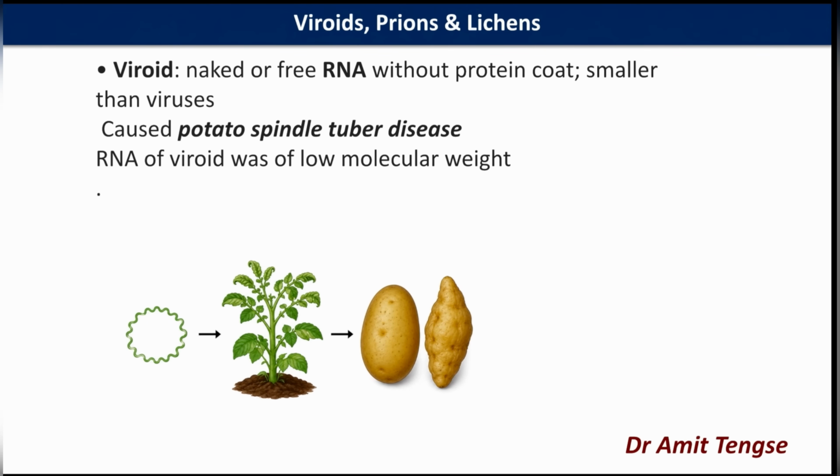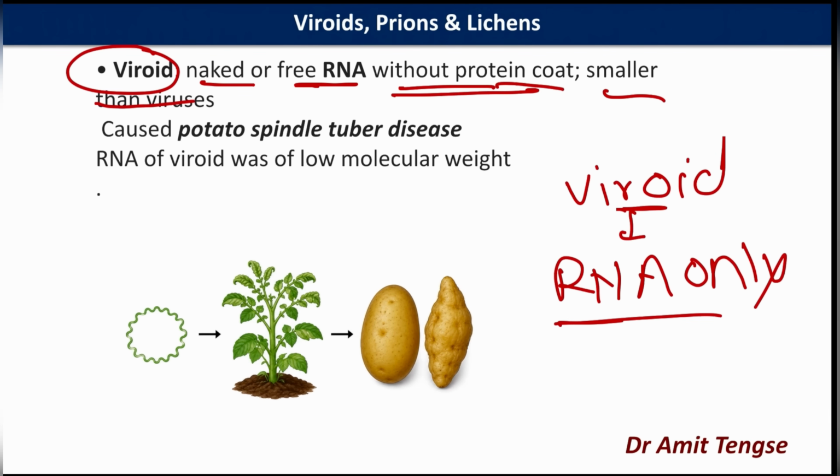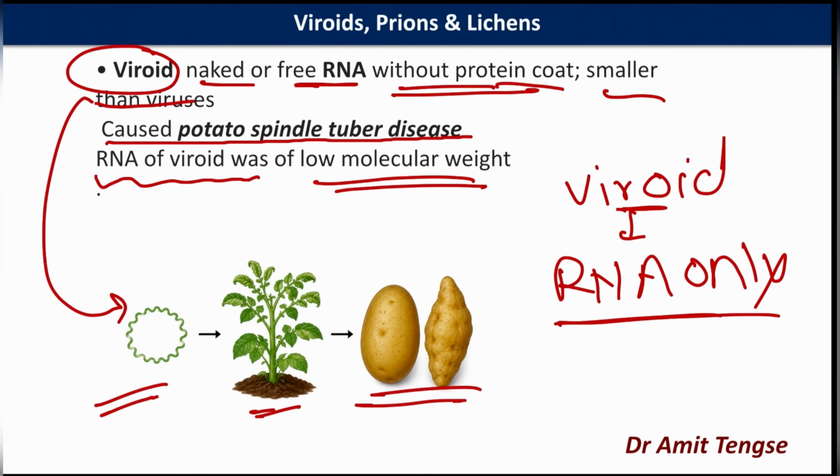Now let's discuss viroids. Viroids are naked or free RNA without a protein coat, smaller than viruses. How can you remember? As in the spelling of viroid, RO means RNA only. Viroid has only RNA, and they cause potato spindle tuber disease. That is, the RNA of the viroid was of low molecular weight. So you can remember by this image. This is a viroid containing a single-stranded RNA. This is a plant and this is a potato. So viroid causes potato spindle tuber disease.